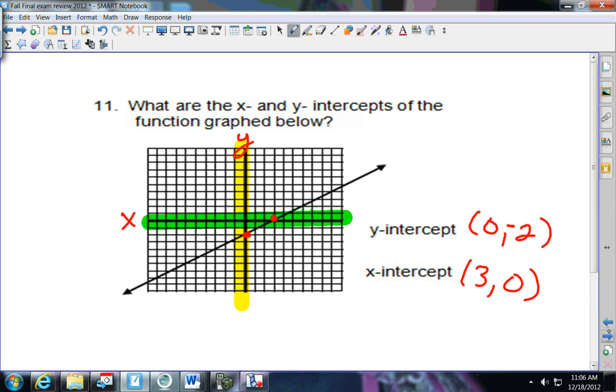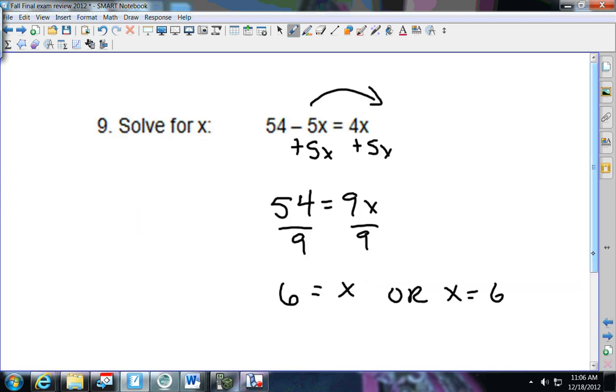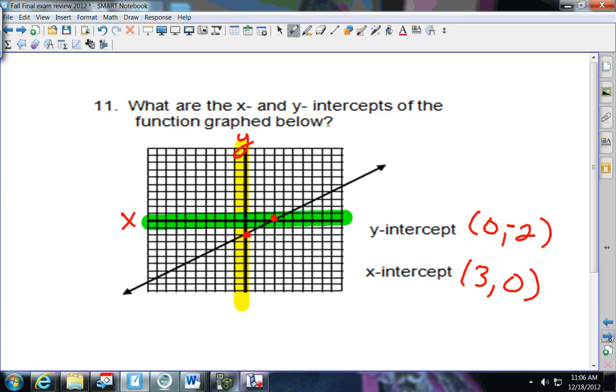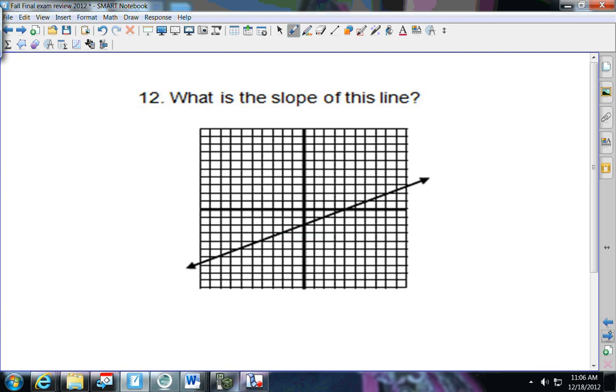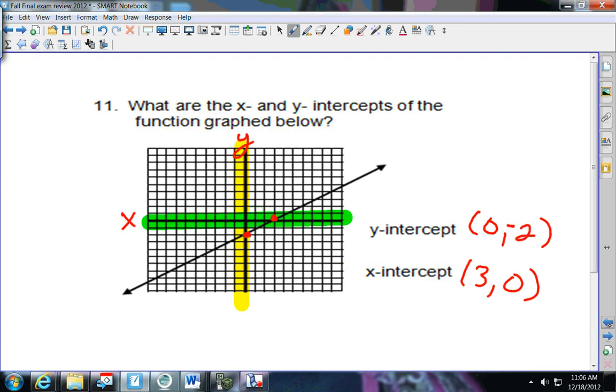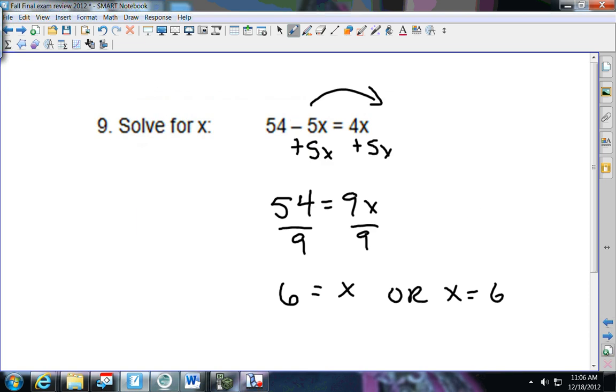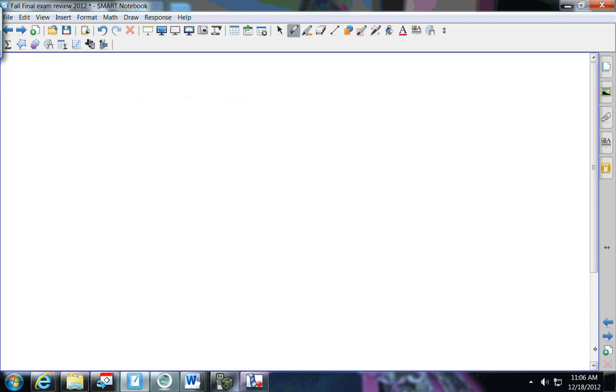Let's see if I have 10 in here somewhere and I just didn't see it. Well, what was number 10? Let's see, I probably skipped it when I was trying to make the file. Let's see, number 10.